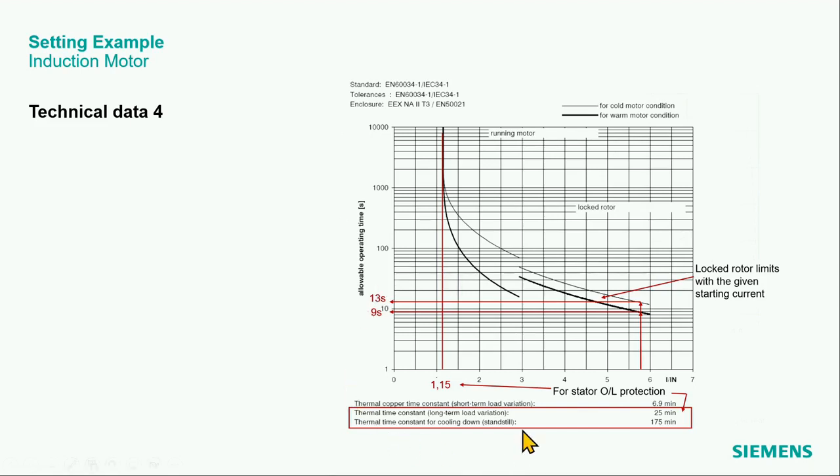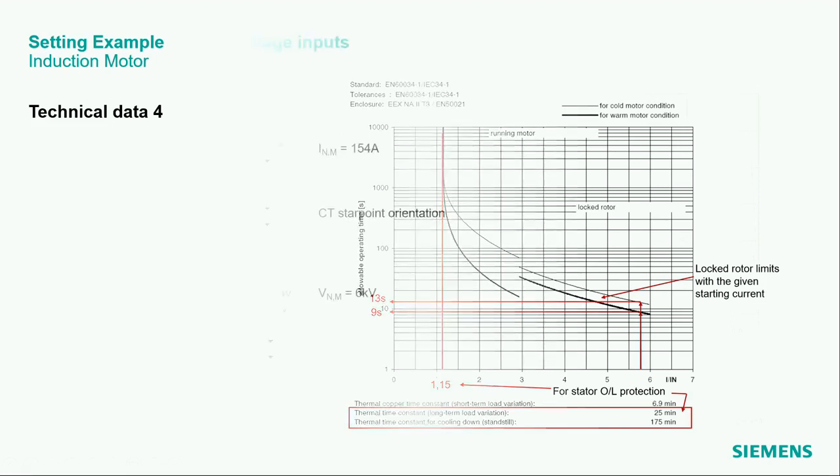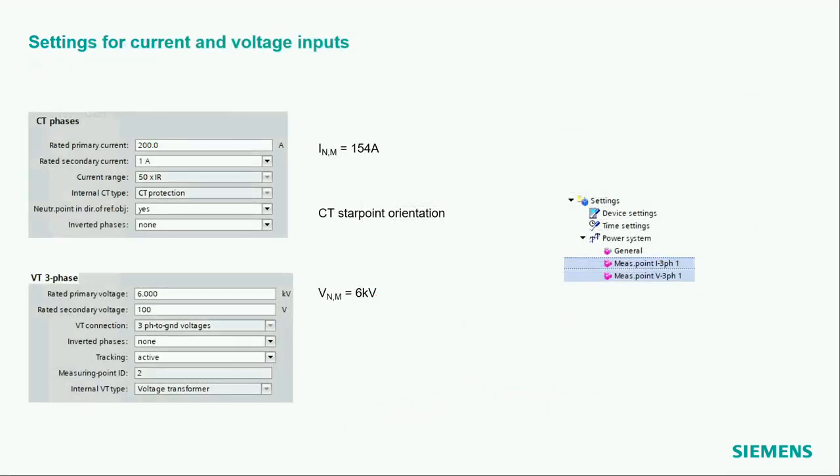What is interesting is that I get a thermal time constant of 25 minutes. This is for the stator, so that's an indication for the stator. Sometimes there is a smaller one. For the stator overload protection, we need to take the bigger one here. And if the motor is at standstill, you see the cooling down time constant is much bigger than when the motor is running, because the ventilation is missing here. Okay, good.